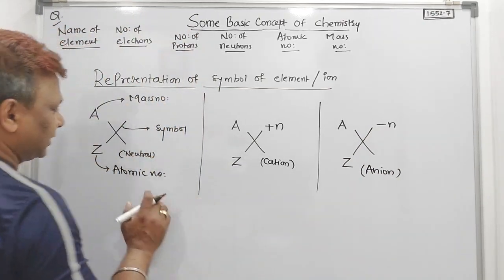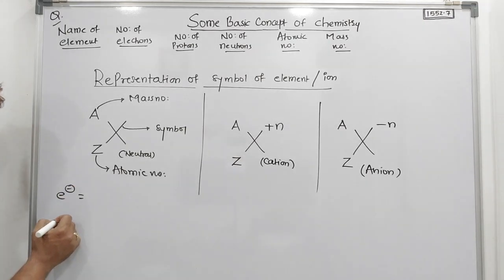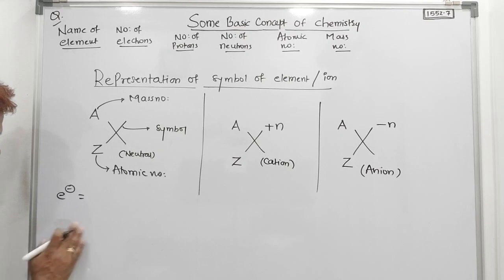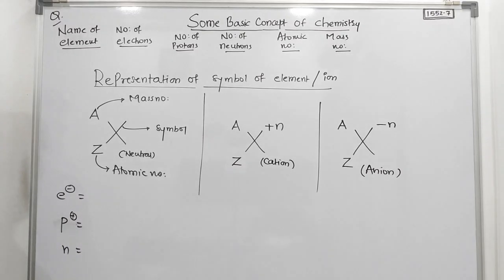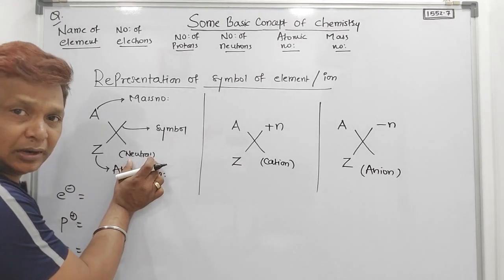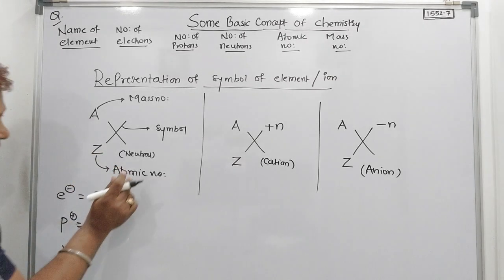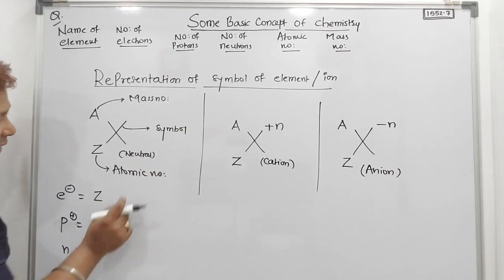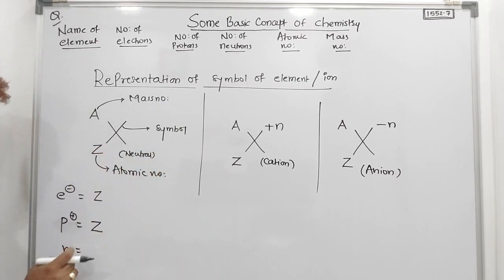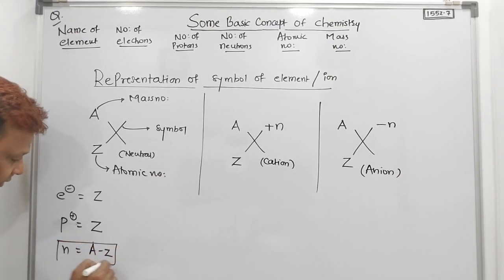But in all these cases, if you want to find the number of electrons, the number of protons, and the number of neutrons present in each case, how do you find them? For any neutral atom, the number of electrons is equal to its Z value. The number of protons is equal to its Z value. And the number of neutrons is equal to A minus Z, where A is the mass number and Z is the atomic number.